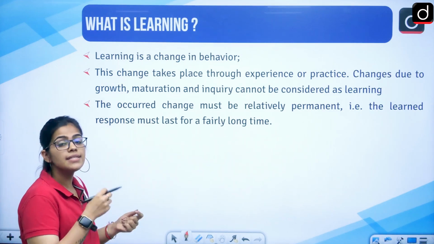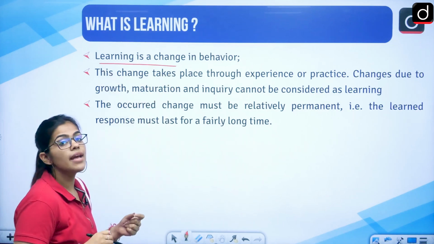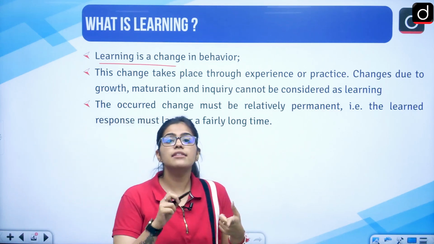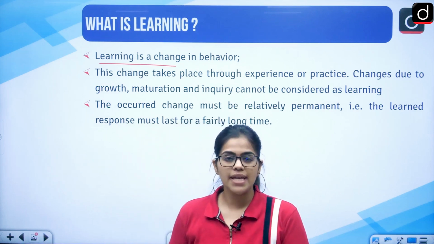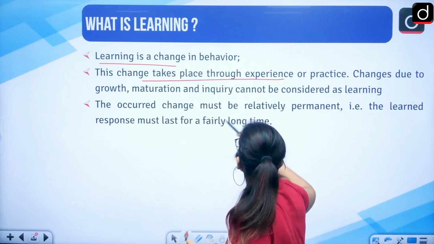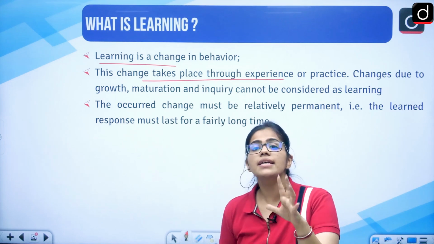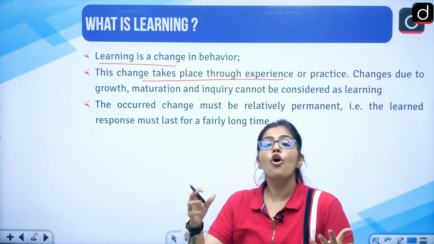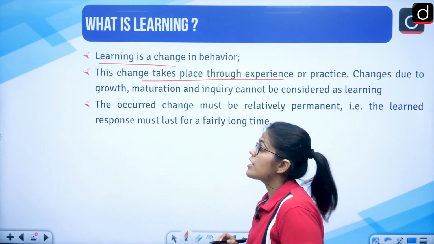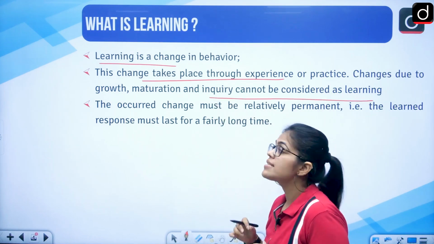How can you say that learning is happening? Learning is always happening when there is a change in the behavior. When you look for changes in the child's personality, then you say that that child has learned something. This change takes place through experience or practice. The child can learn either by again and again experiencing the same emotion or by practicing it again and again. Changes due to growth, maturation and inquiry cannot be considered as learning.